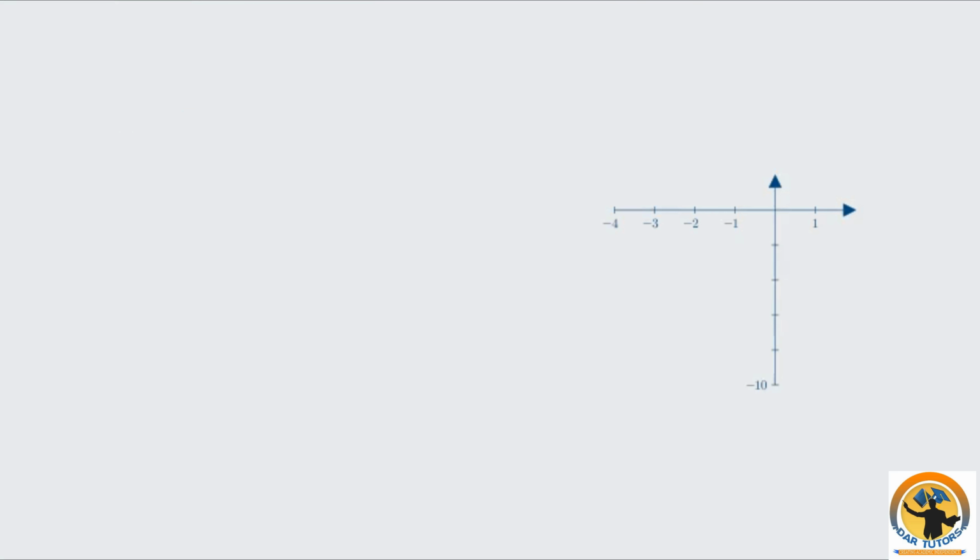First, we draw our axes. Next, we plot the intercepts and the vertex. Then we draw the axis of symmetry. Finally, we draw the parabola passing through these points.